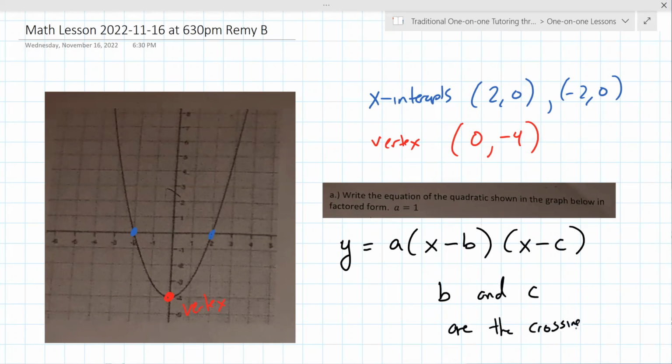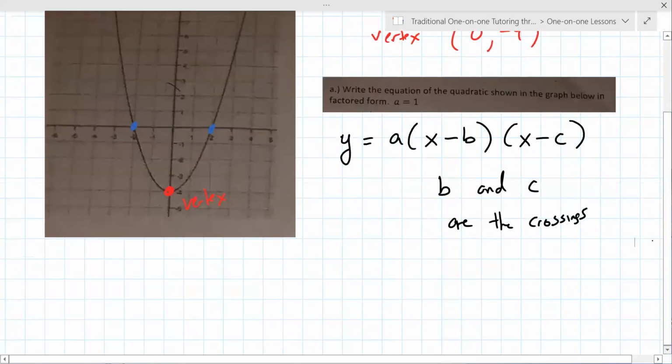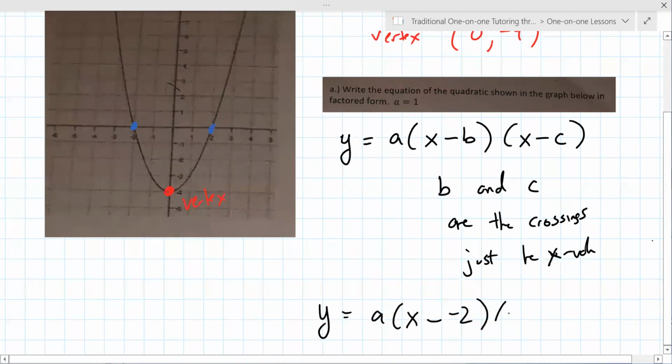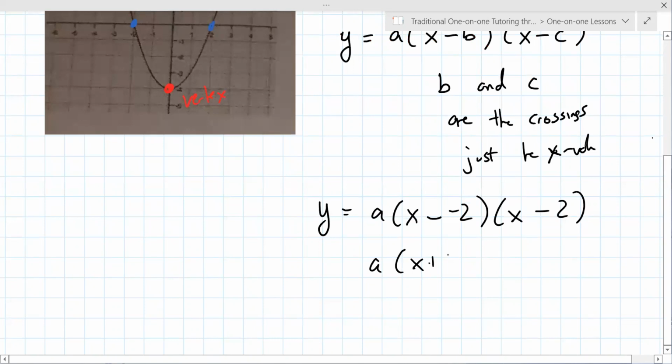So you have a crossing at (2, 0), right? Well, it's just the x value. So I'm giving you the general form, and I'll even write that it's just the x value. So for you, it's (x - (-2))(x - 2). Good. So the sign does matter, it really does. Now you are supposed to simplify two negatives: (x + 2)(x - 2), like this.